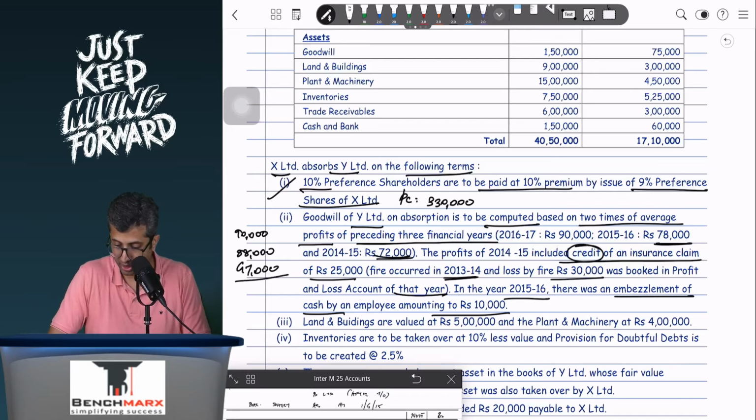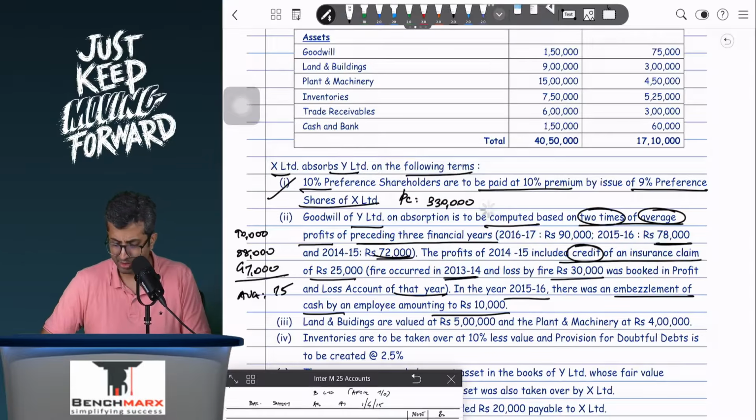So over here, if I were to take all of this and then divide it by 3, can I say my average profit would have been 75,000? You have been told that goodwill is 2 times the average profit, not the super profit. So 75 into 2 must be 1,50,000.